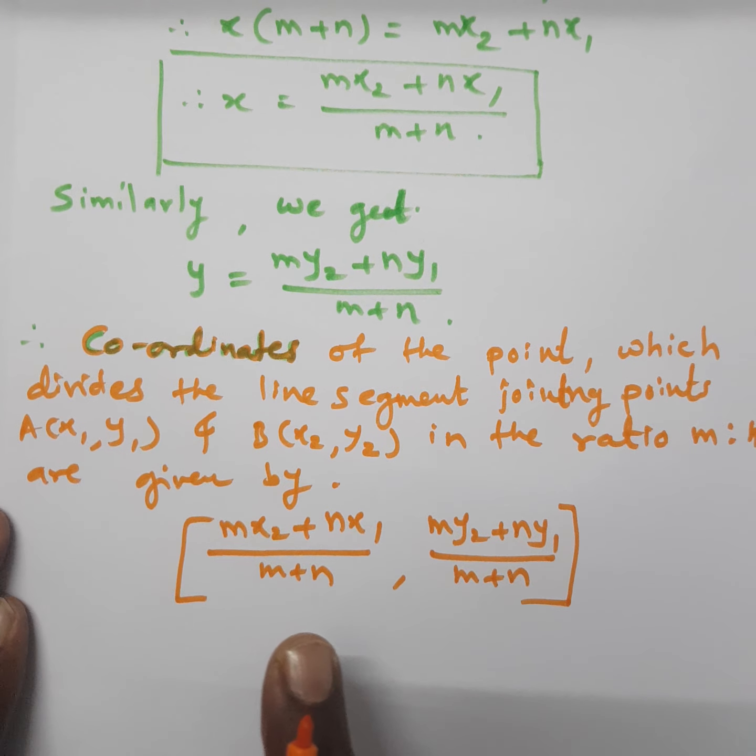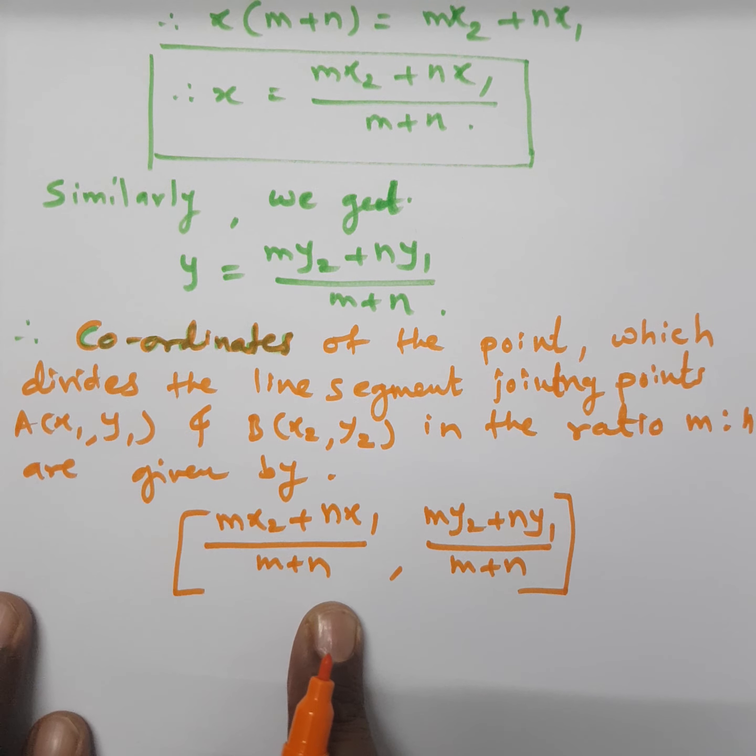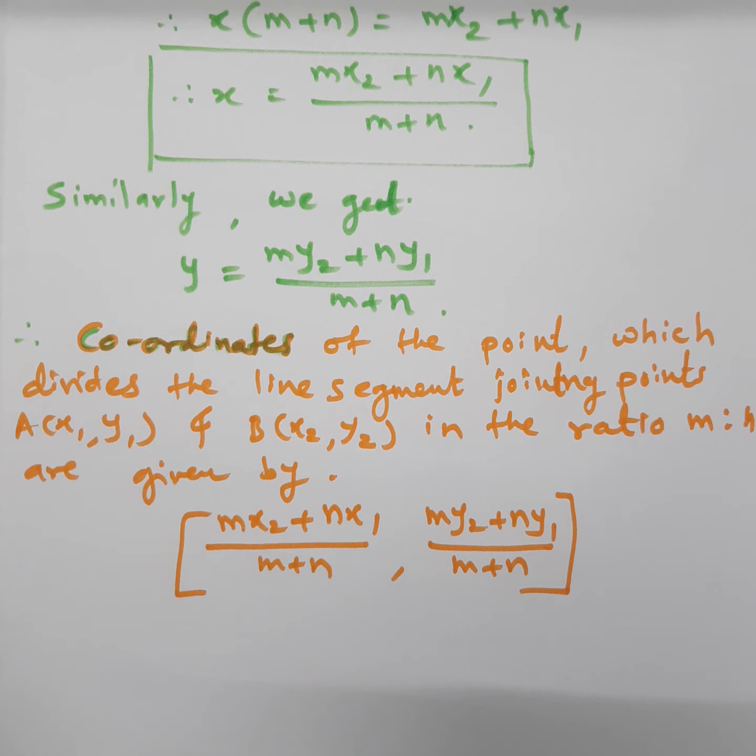It is the formula to get the coordinates of the point which divides the segment in the ratio m:n. It is known as the section formula. Now, if this point dividing the segment is the midpoint of the segment, then the formula is called the midpoint formula. We will see it.